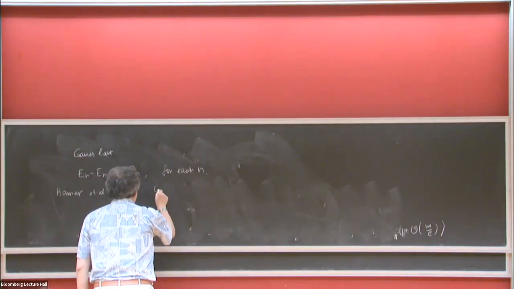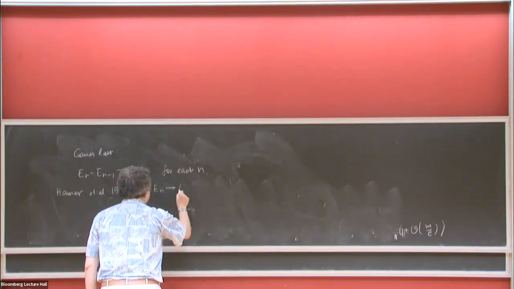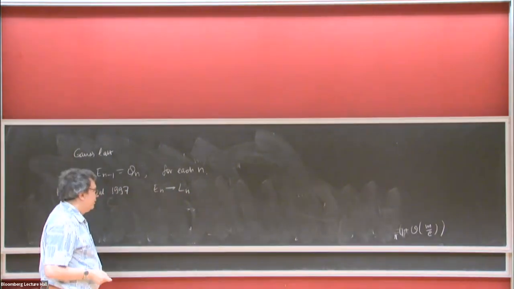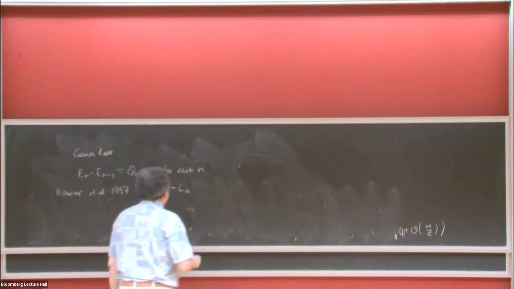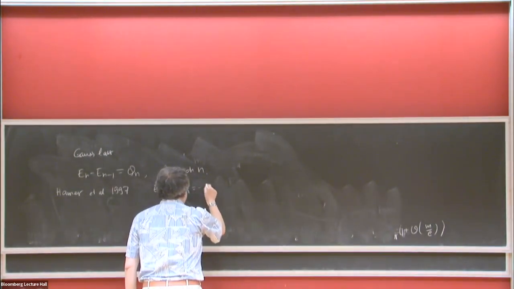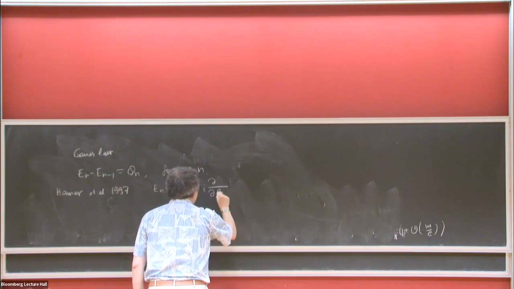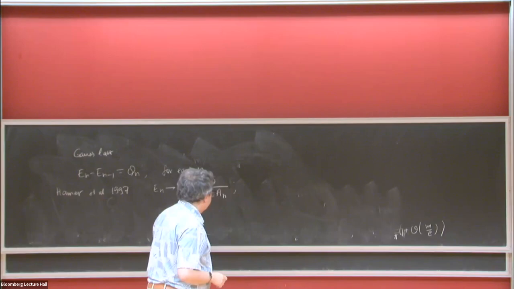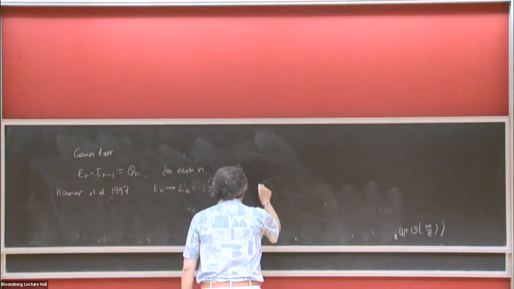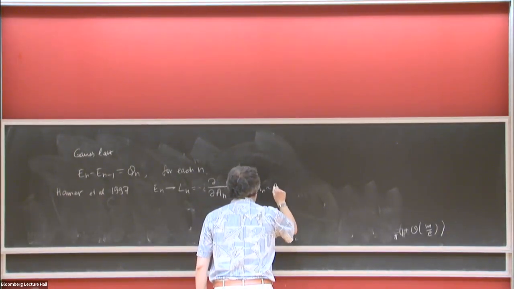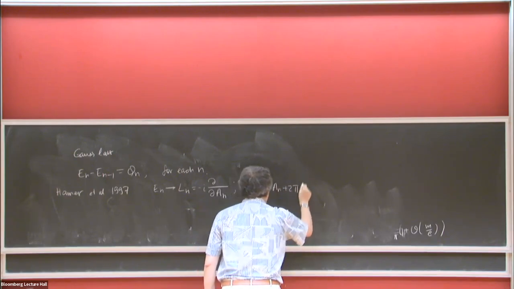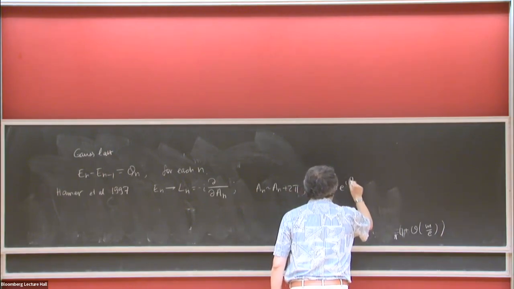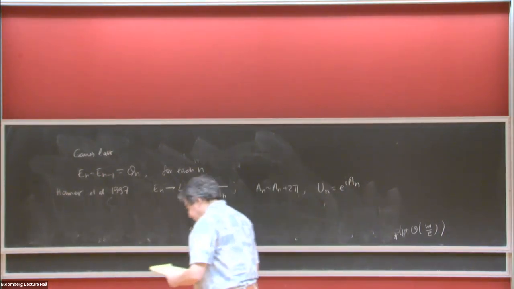So one just notational thing: often people call En Ln, and Ln is just a momentum conjugate to the gauge field. So you can just write this as minus i d by dAn. And then this An is made compact. That's the compact QED, these gauge variables. Namely, An is identified with An plus 2 pi. And then you also introduce Un, which is just the exponential of this An on each link.